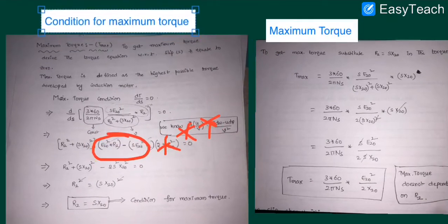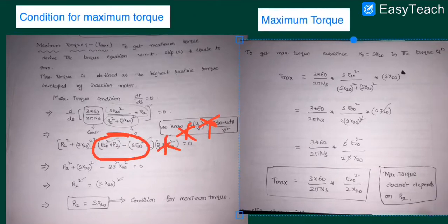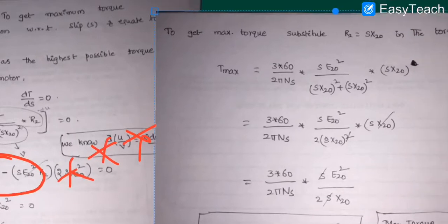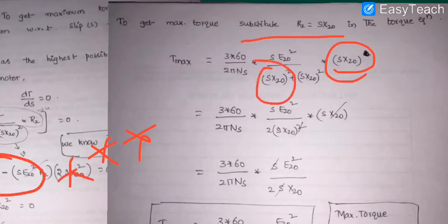Now this is our maximum torque. So to get the maximum torque, substitute. What we have to substitute? R2 is replaced with S times X20. In the numerator we have the R2 and in the denominator we have the R2. So wherever the R2 is there, that is replaced with S into X20. Now with this we will simplify, and finally we will get the maximum torque expression.